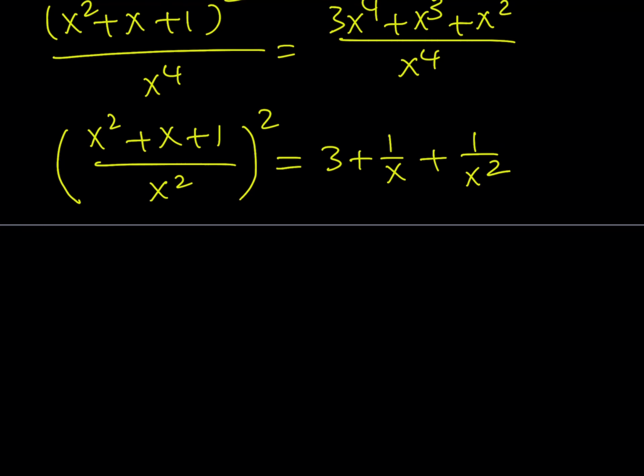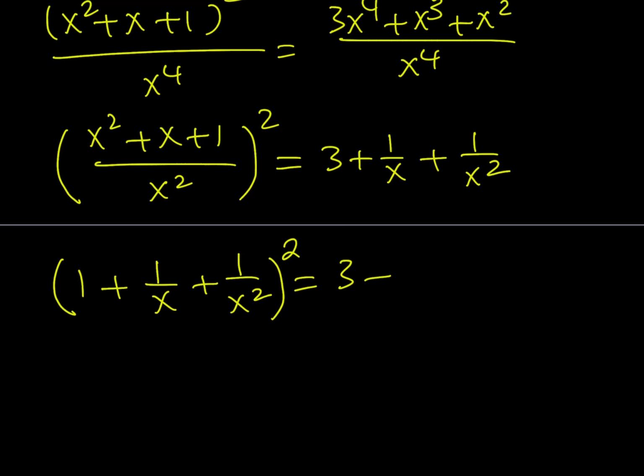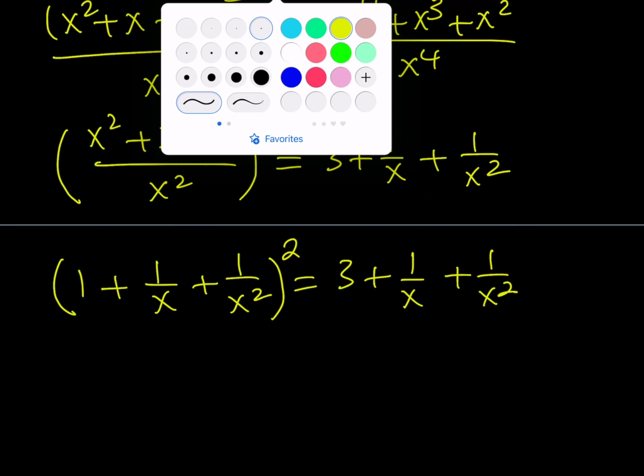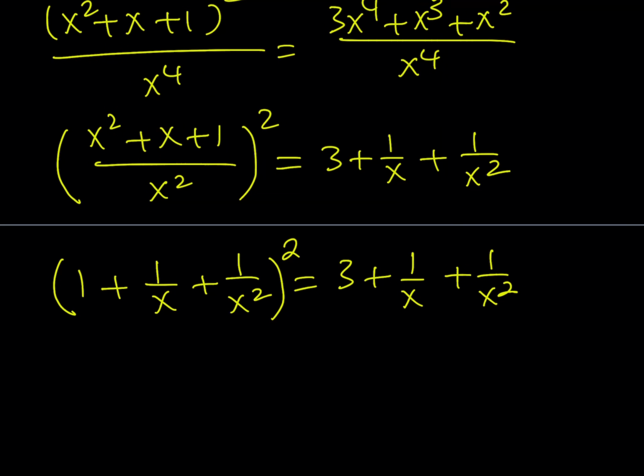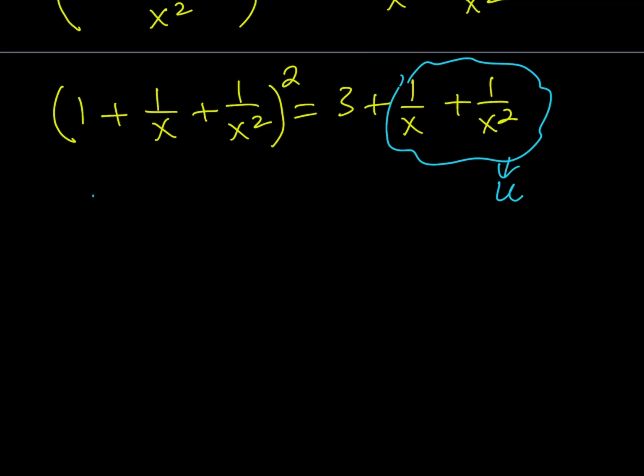When we split it up, in other words, divide everything by x squared, we get 1 plus 1 over x plus 1 over x squared. And you get something nice on the right-hand side, and now we can use substitution. And substitution involves that we call something else, right? Okay, so how do we do that? Let's go ahead and take this expression, this part, and let's call that u. Okay, that gives us 1 plus u quantity squared equals 3 plus u.